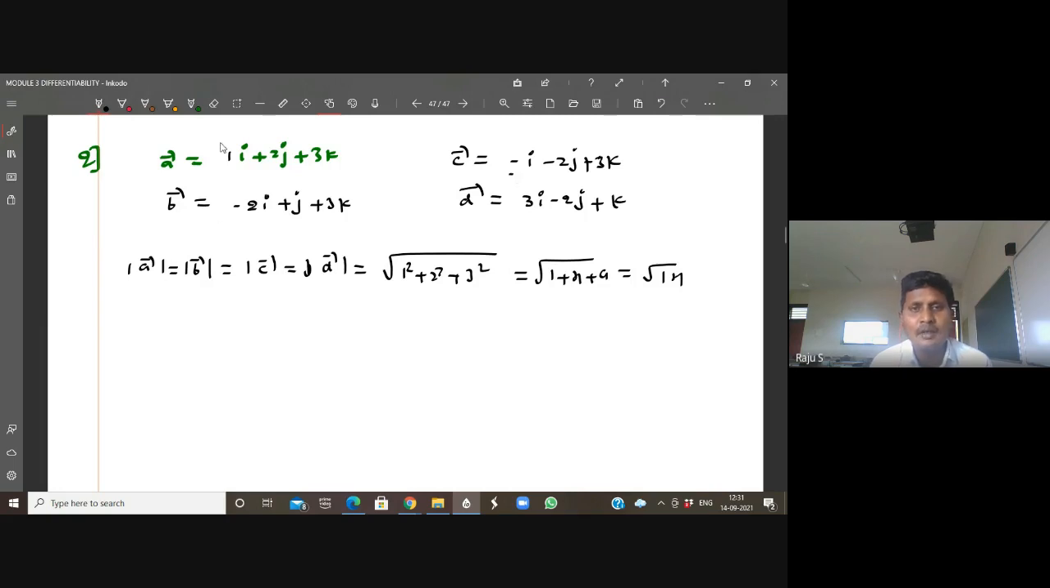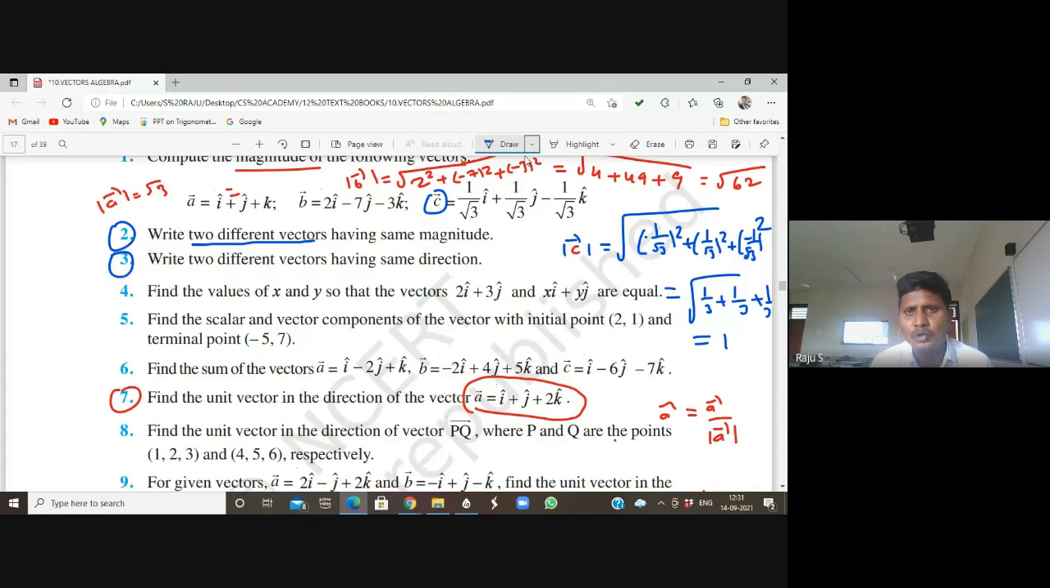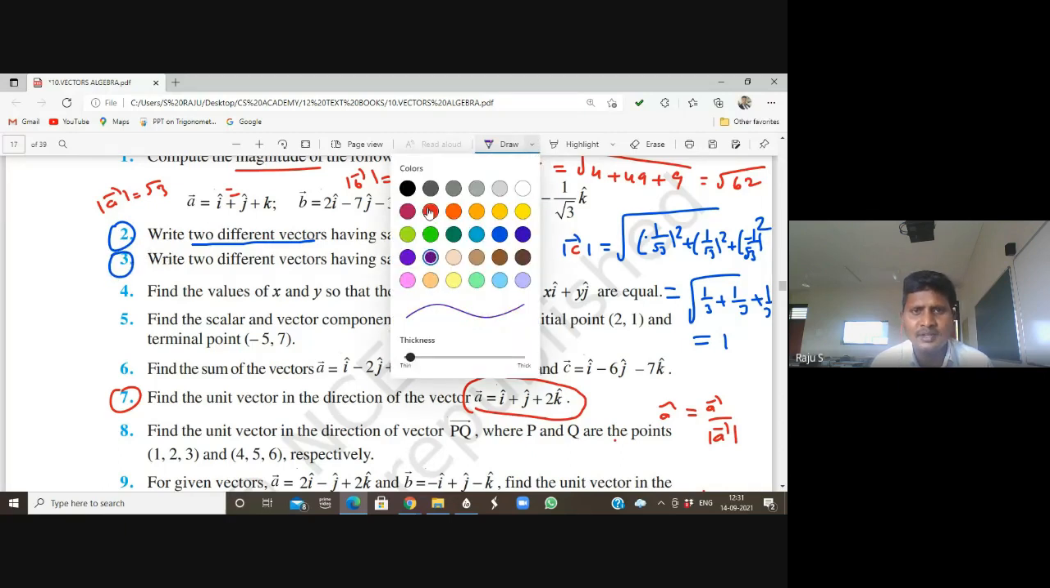So these are all different vectors, but the magnitude is the same. They are asking for only two different vectors having the same magnitude, but I have taken more than two. You can also easily take that.